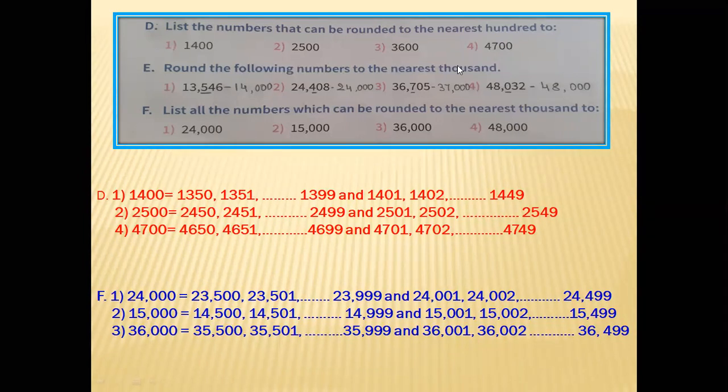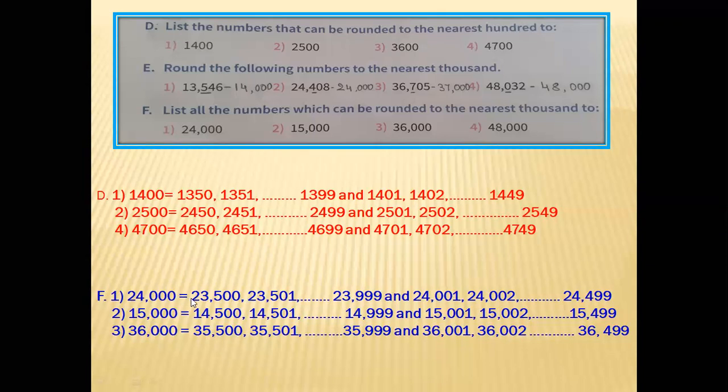Next one, list all the numbers which can be rounded to the nearest 1000. Okay, list all the numbers that are rounded to the nearest thousand. See here, first one, 24,000. From which number to which number? The numbers nearest to this number, 24,000. You have to list all those numbers.